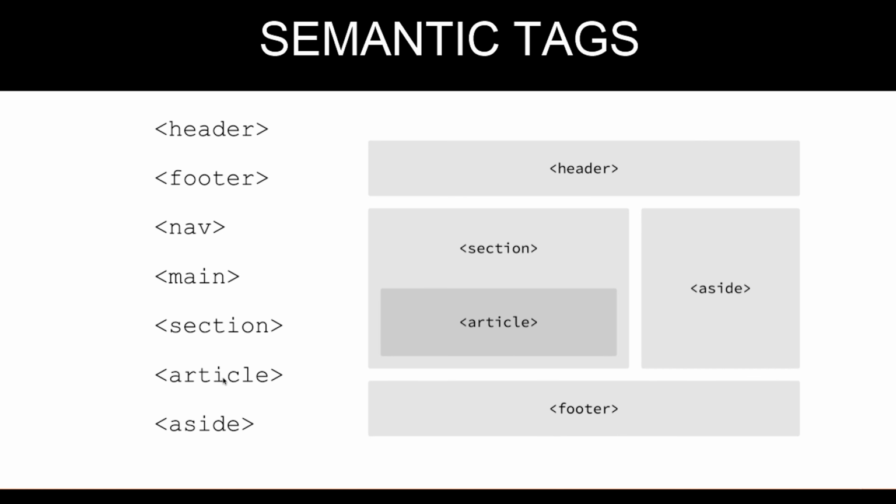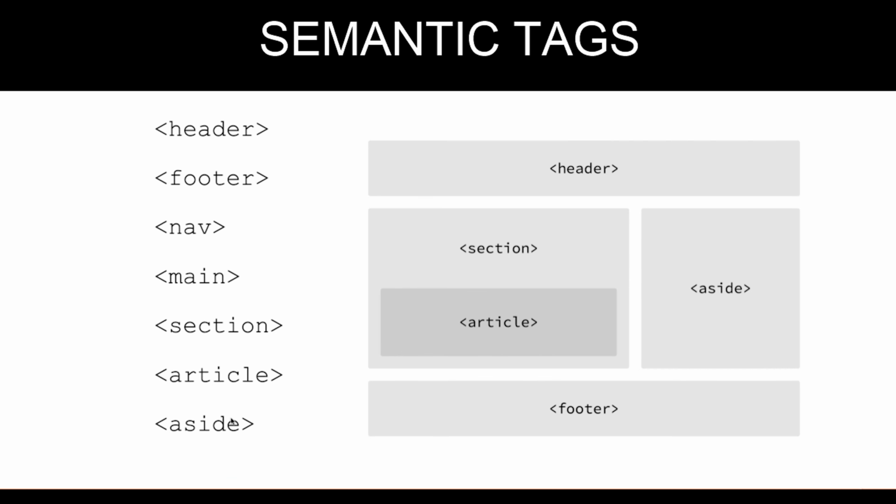And then article is going to be used for just that. If there's an article post or a blog post, a lot of times you'll see multiple blog posts and then maybe a read more button or something. Those could be wrapped in article tags, okay, instead of divs.